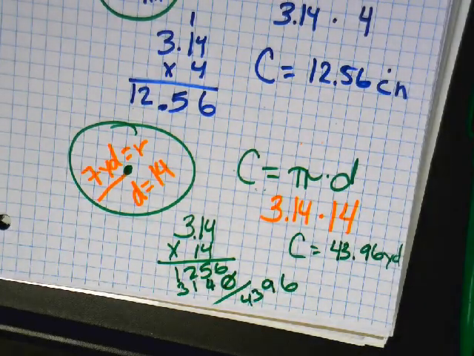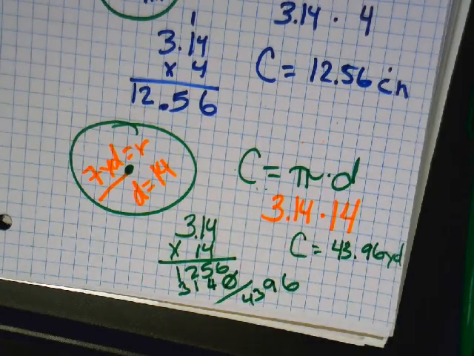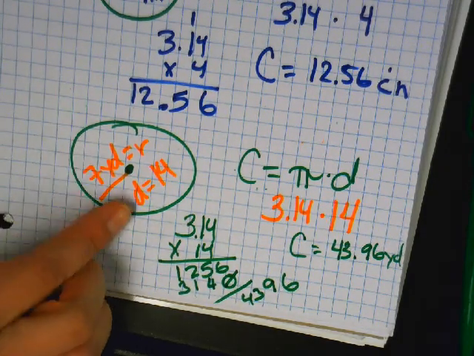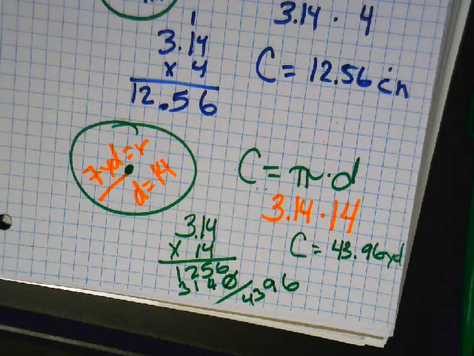Yay, math. I kind of had to squish my math, but it's there. So the hardest part is just realizing and understanding, did they give me a radius or did they give me a diameter? That's the hardest part. Which one did they give me? A radius or a diameter?